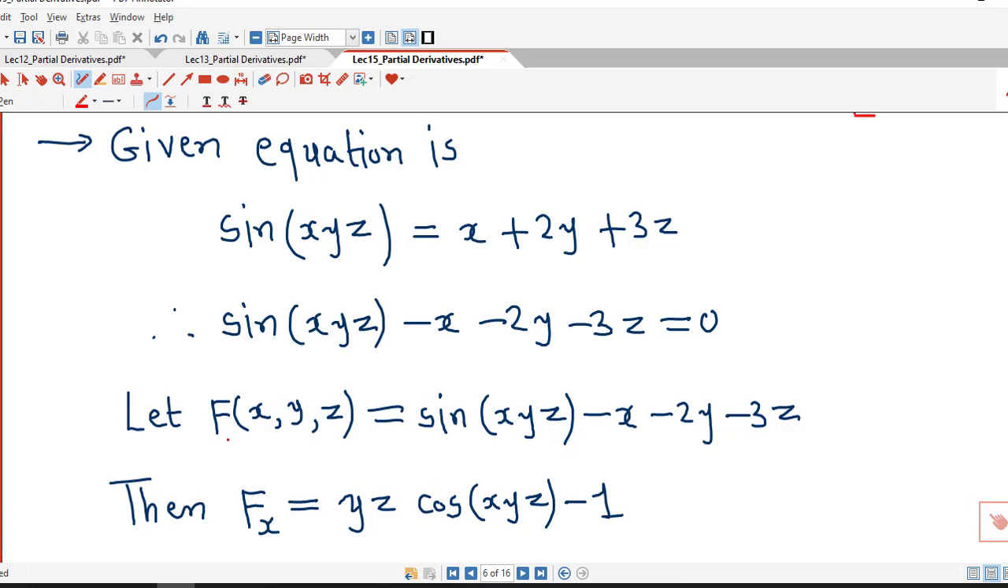So first we find out these partial derivatives of f with respect to x, y, z by considering x, y, z as independent variables. So del f by del x is derivative of sine function is cos function into derivative of this xyz with respect to x. So yz is constant, derivative of x is 1, minus derivative of x, which is 1, and derivative of these two terms is 0 because they do not contain x.